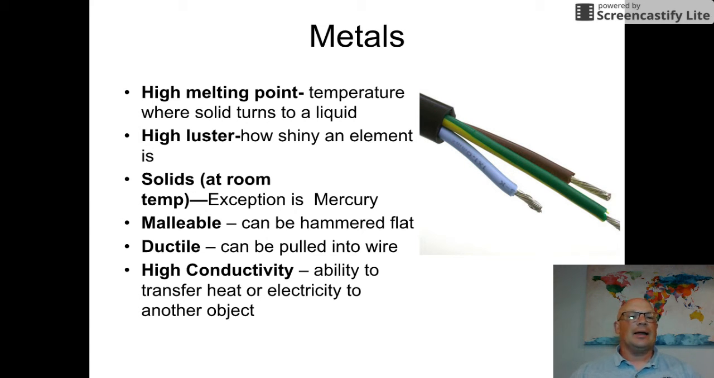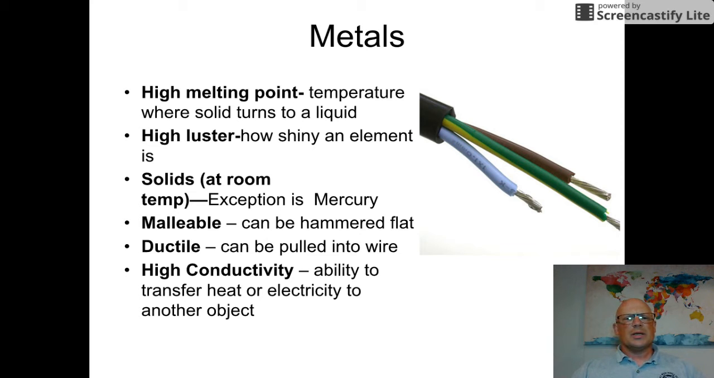They also have a high luster. This just means that they're shiny. Luster is how shiny an element is. Again, that's one that we kind of know right off the bat. If we remember the word luster means shiny, we can know that metals have a high luster. They're solids at room temperature. The one exception to this is mercury, but all the others are solids at room temperature.